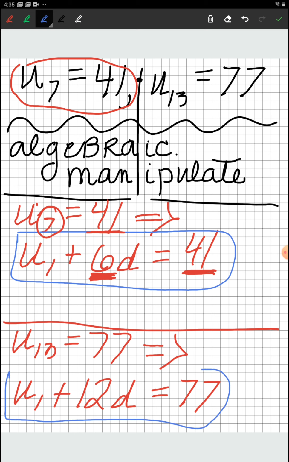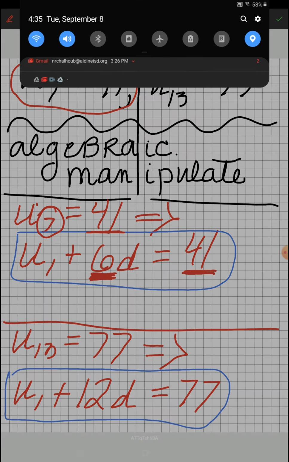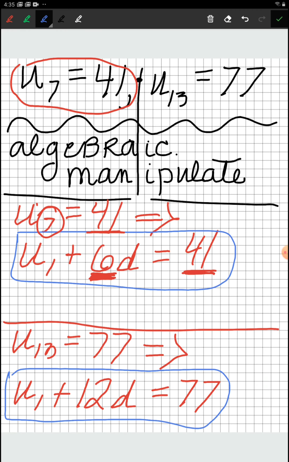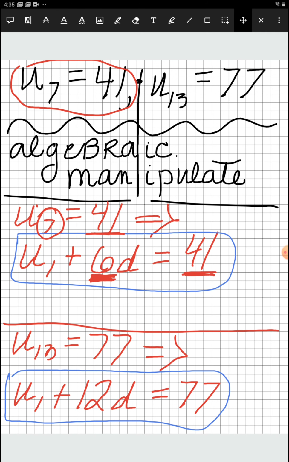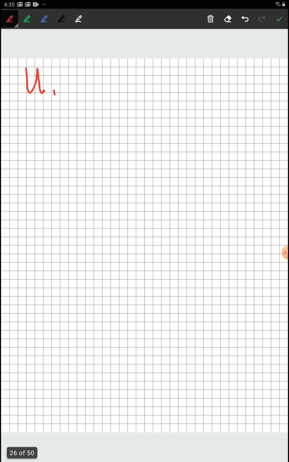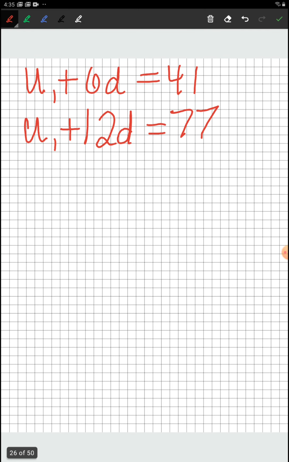So I like these much better in the blue boxes than the other ones that they gave us. So pause here and make sure you have it. So I'm going to move on to the next page. So u sub 1 plus 6d equals 41. And then we also said u sub 1 plus 12d equals 77.